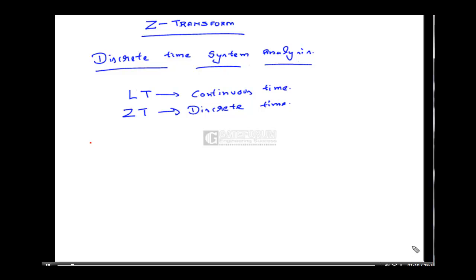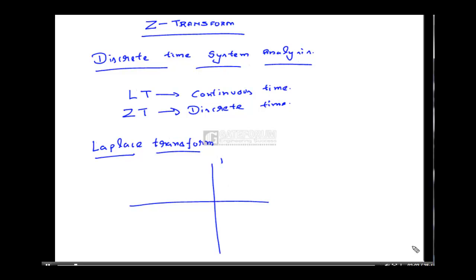In Laplace transform, I have something called the S plane, which looks like this. This is the j omega axis and this is the sigma axis. S equals sigma plus j omega.